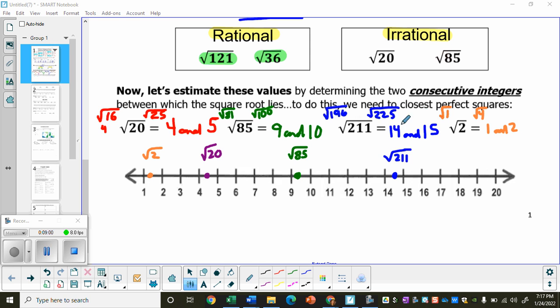We are estimating the values of these square roots and seeing between which two consecutive integers we can put that on a number line.